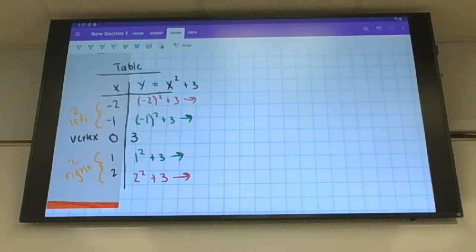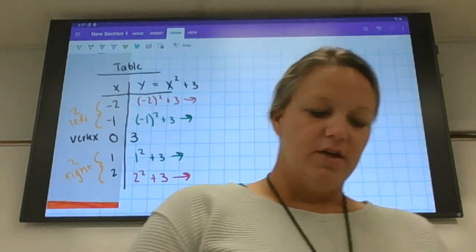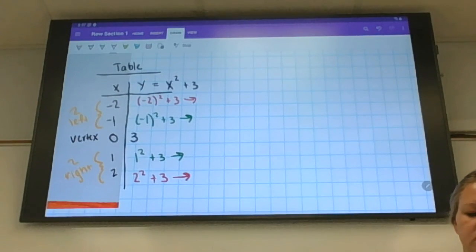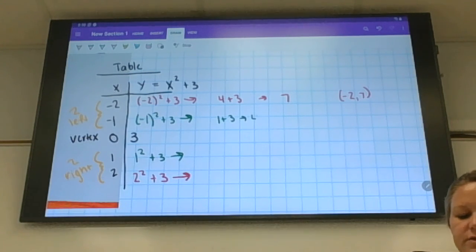So you guys, when you square a negative, it comes out positive. So -2 times -2 is a positive 4. So this is 4 plus 3, 7. So we have an ordered pair at (-2, 7). 1 plus 3 is 4. We have an ordered pair at (-1, 4).